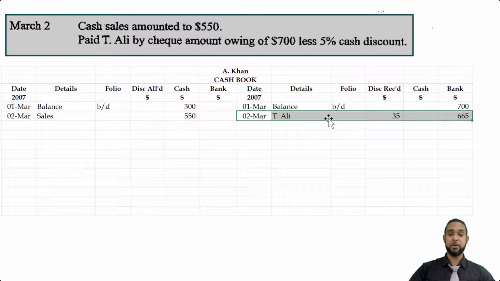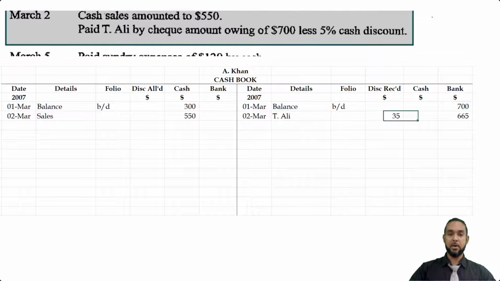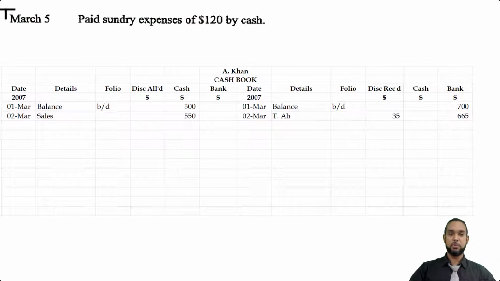Again, this is an entry on the credit side of the cash book. This is a credit to the cash book. It's not a credit to T. Ali. T. Ali tells us who or what we paid, and the credit tells us that a payment was made from bank. Okay, let's go now to the next date, which is March the 5th.